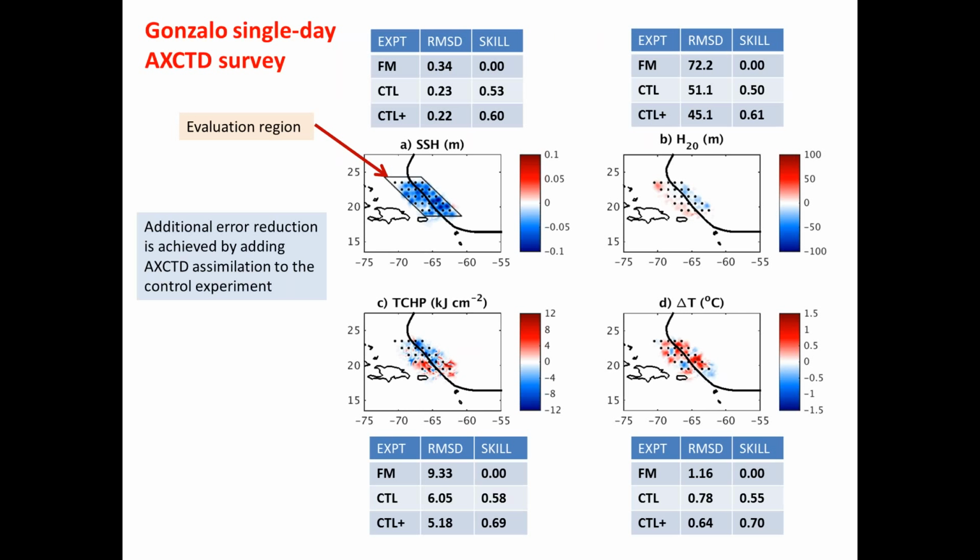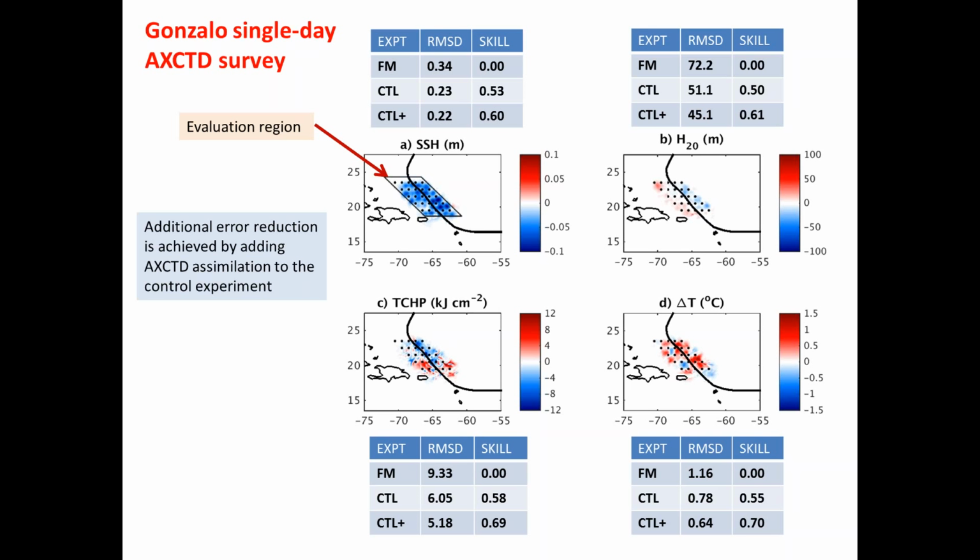So finally, I can get on to pre-storm rapid response surveys. I showed this before for Hurricane Gonzalo. A one-day airborne survey that drops AXCTDs at the points shown. I show again the same 4 fields I've been talking about. In color, you see the correction that occurs by adding AXCTD to the control experiment, assembling the existing ocean observing system. If you look at RMS errors and skill scores, obviously large correction is provided by the existing ocean observing systems, but there's significant additional correction provided by adding the AXCTDs in this case.